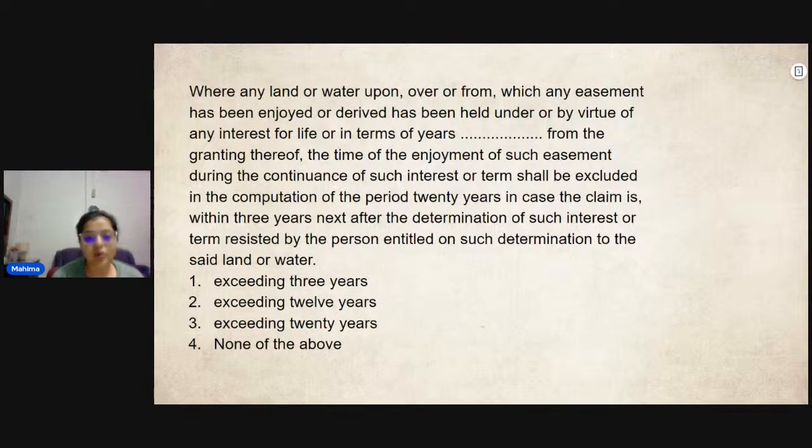Where any land or water upon, over, or from which any easement has been enjoyed or derived has been held under or by virtue of any interest for life or in terms of years from the granting thereof, the time of the enjoyment of such easement during the continuance of such interest or term shall be excluded in the computation of the period of 20 years in case the claim is within 3 years next after the determination of such interest or term resisted by the person entitled on such determination to the said land or water, exceeding 3 years, exceeding 12 years, exceeding 20 years, or none of the above.